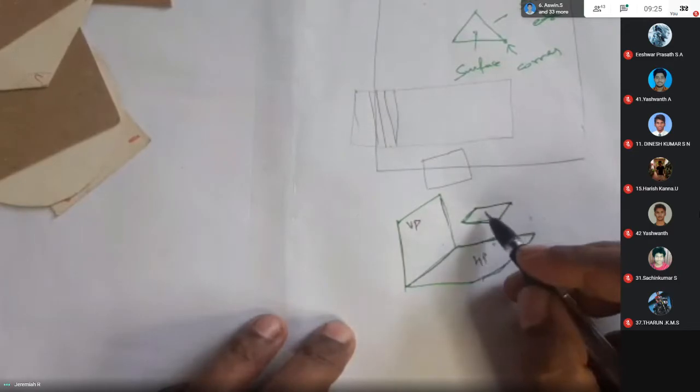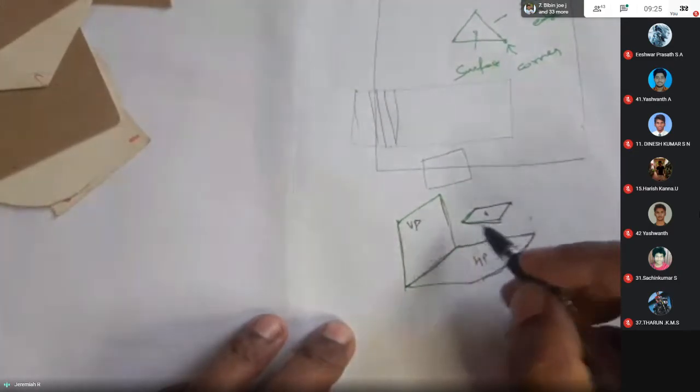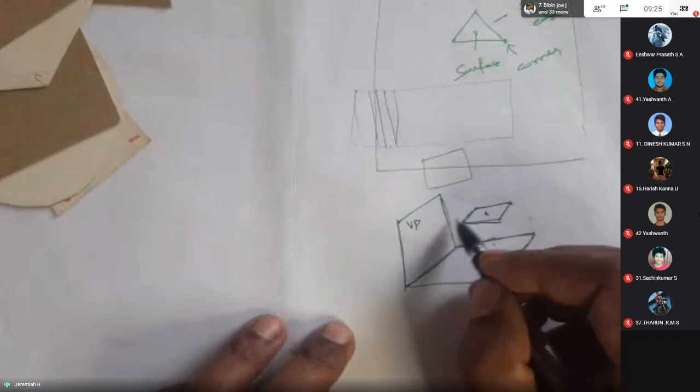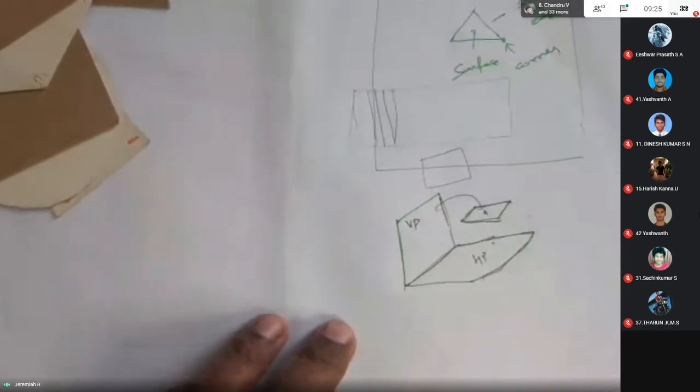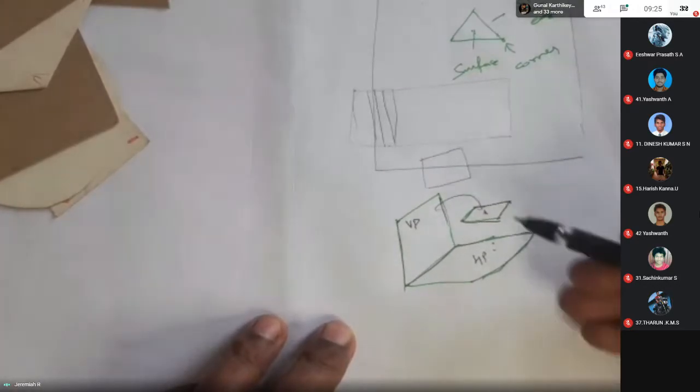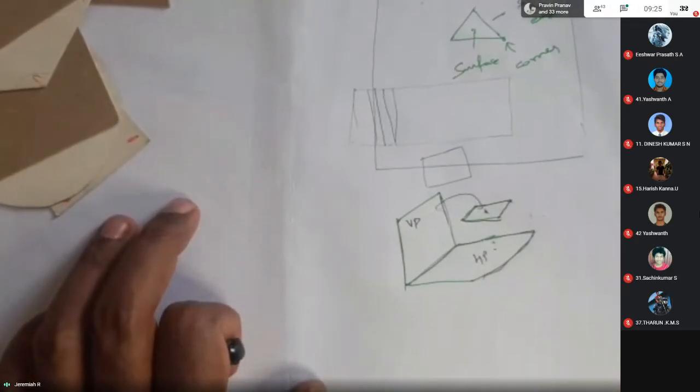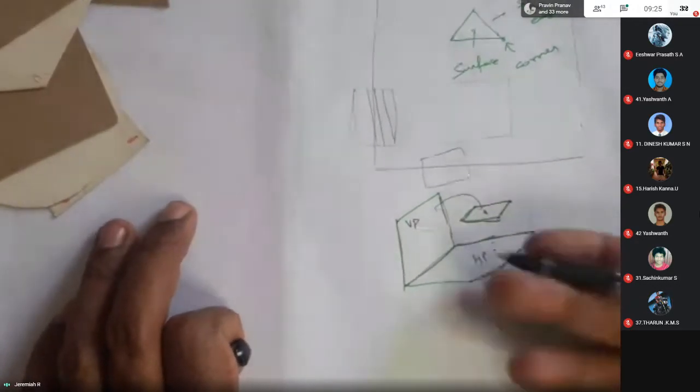When you say perpendicular, with respect to the vertical plane it should be 90 degrees. So this is perpendicular to VP. And what about this plane surface? It is parallel to the horizontal plane. Hereafter we will not consider second, third, fourth, only first quadrant, first angle projection.